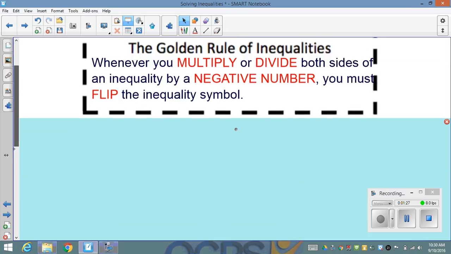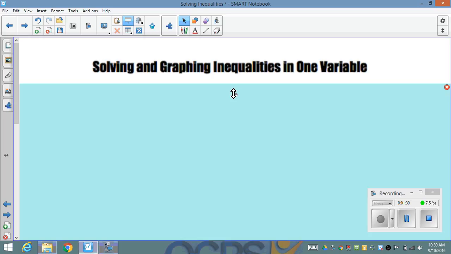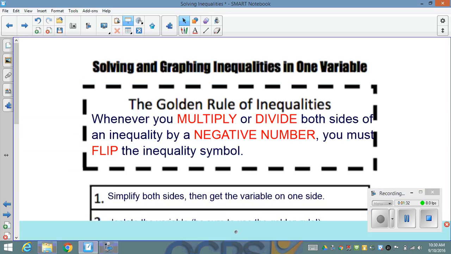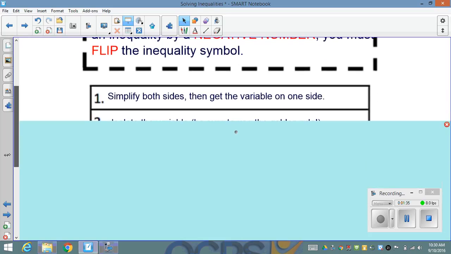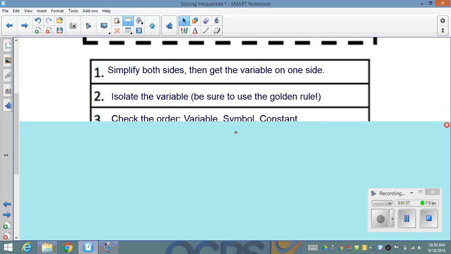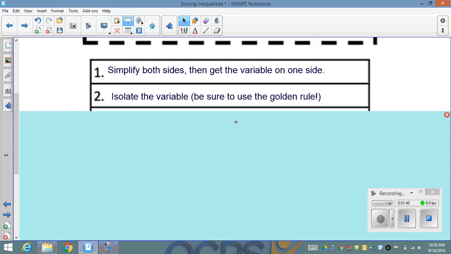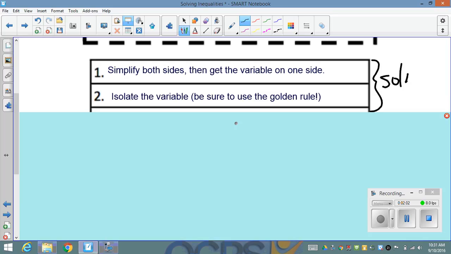Okay, so let's take a look at writing down our steps for solving an inequality. The first couple of steps are actually just the solving. So we're going to simplify both sides, which means eliminate grouping symbols and combine your like terms, and then we're going to get the variable on one side. I'm sorry, we're going to make sure that the variable is just on the left or just on the right, not in both places. Then we're going to isolate the variable. So these two steps are just the solving.